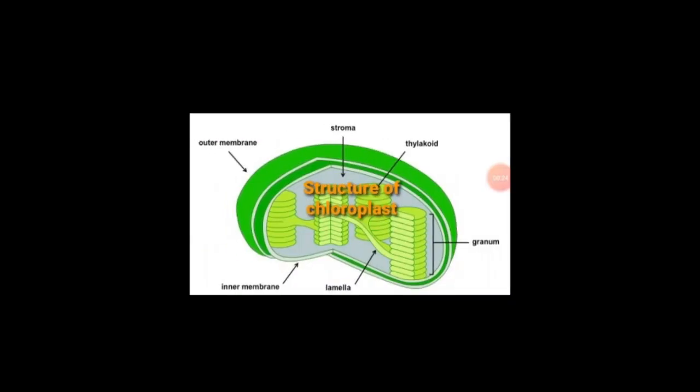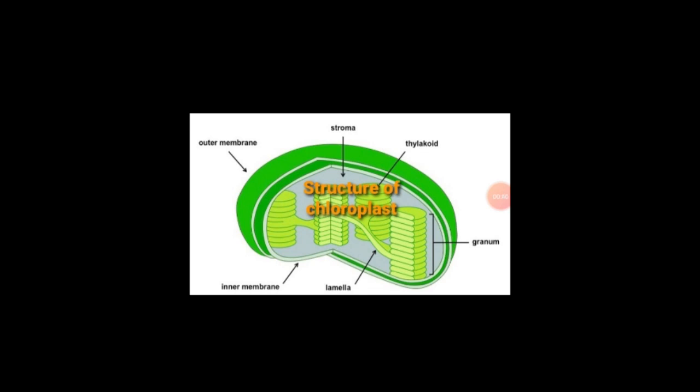Now we are going to study the structure of chloroplast. Chloroplast is a double membrane-bound organelle. It has a semi-fluid, protein-containing medium called stroma. Another network of membrane is embedded in it, called thylakoid membrane. This thylakoid membrane is piled one upon another in a stack called grana, or singular granum.